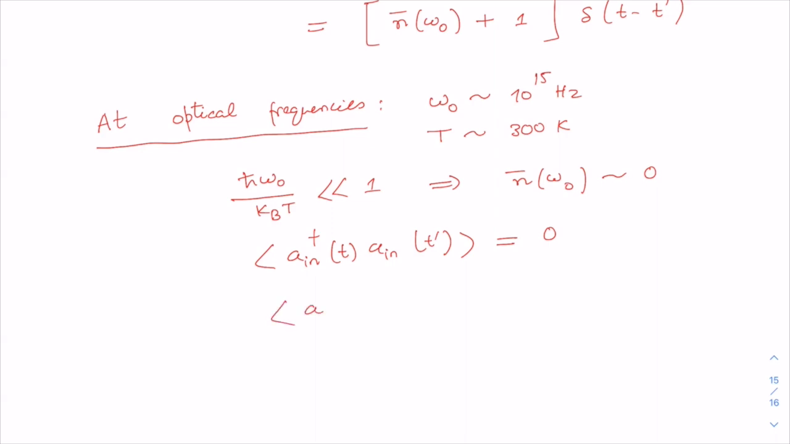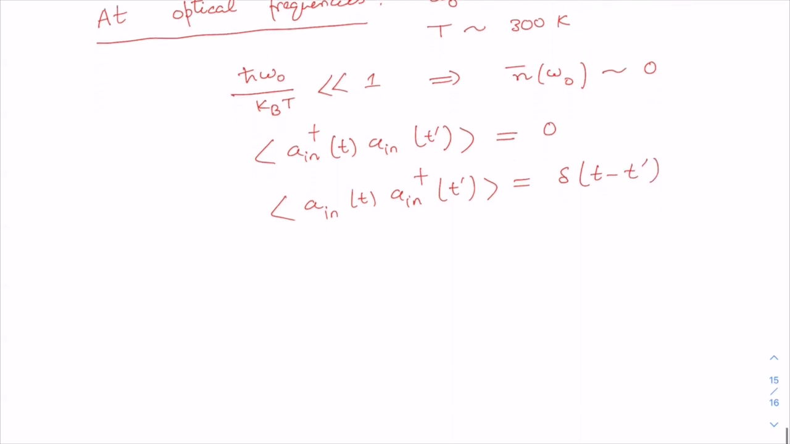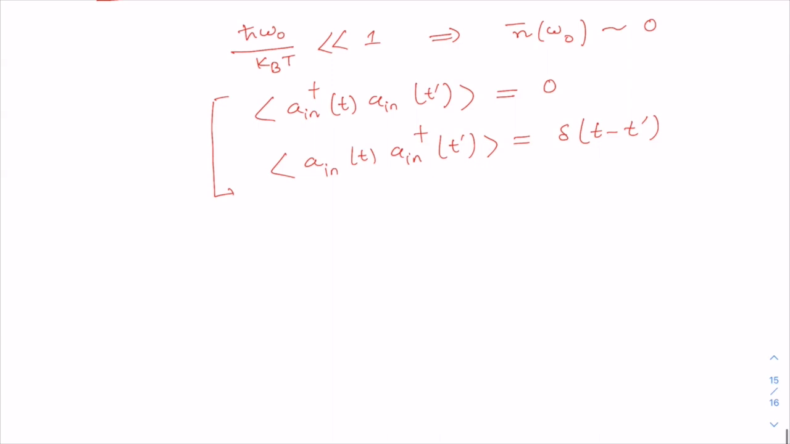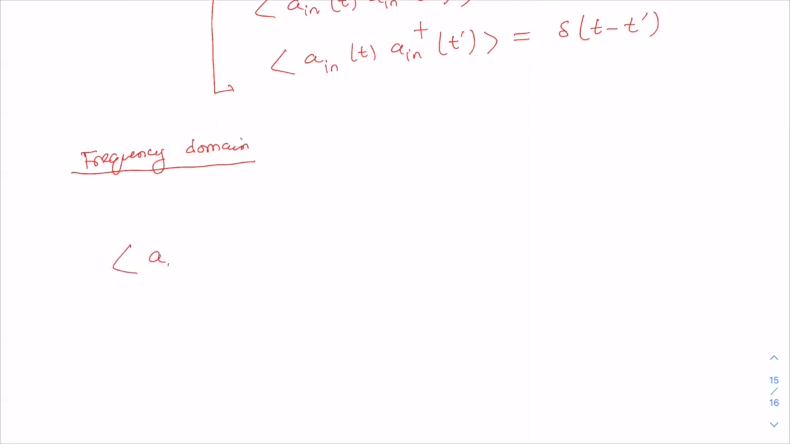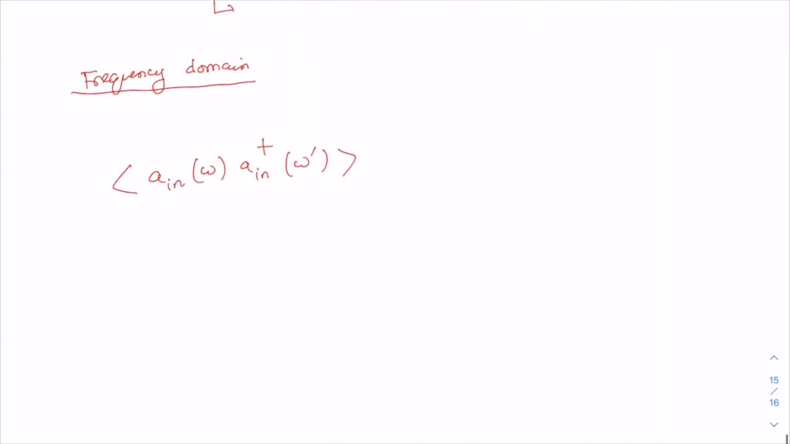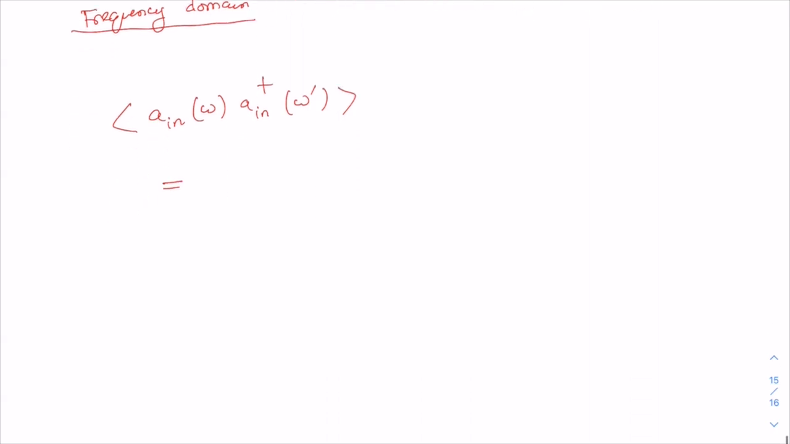On the other hand, the other one, a in t a in dagger t dash, would be the delta function, delta t minus t dash. Okay, this we have done in the time domain, so we can work it out in the frequency domain as well. This correlation in the frequency domain is very straightforward to calculate. So let us calculate a in of omega and a in dagger of omega dash.